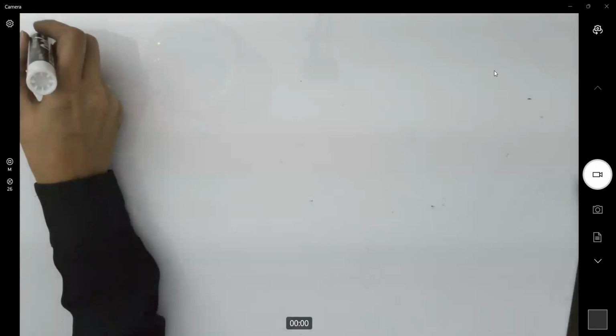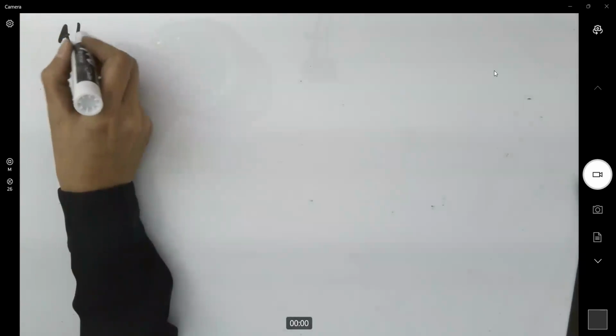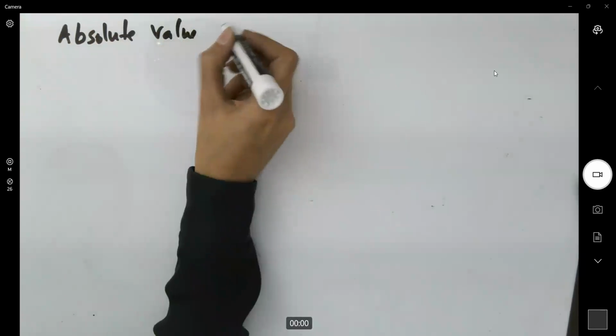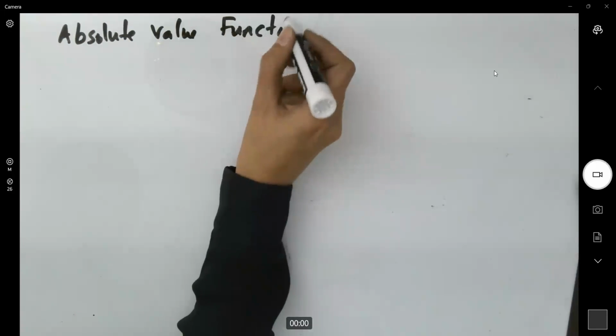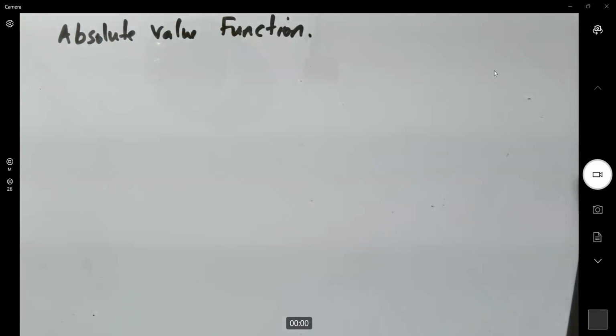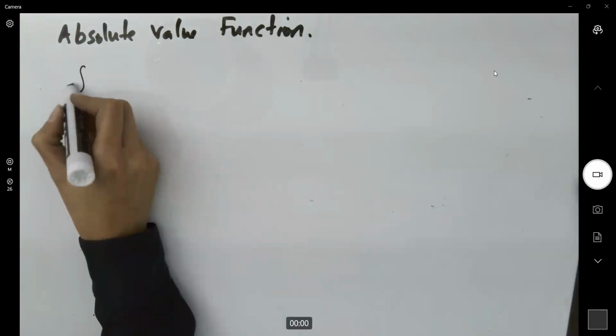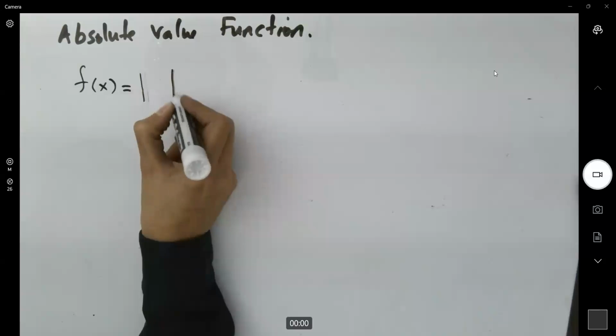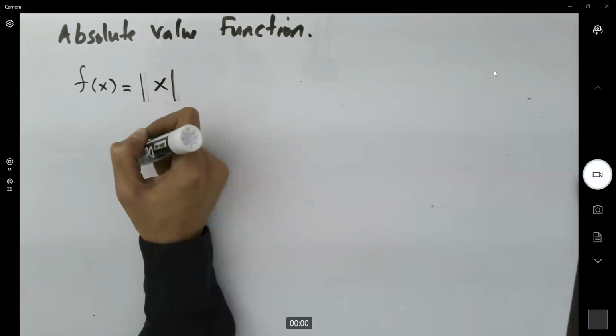Let's talk about the absolute value function, how to graph the absolute value function, and what transformations we see for the absolute value function. So, the absolute value function is defined as f of x equals the absolute value of x.